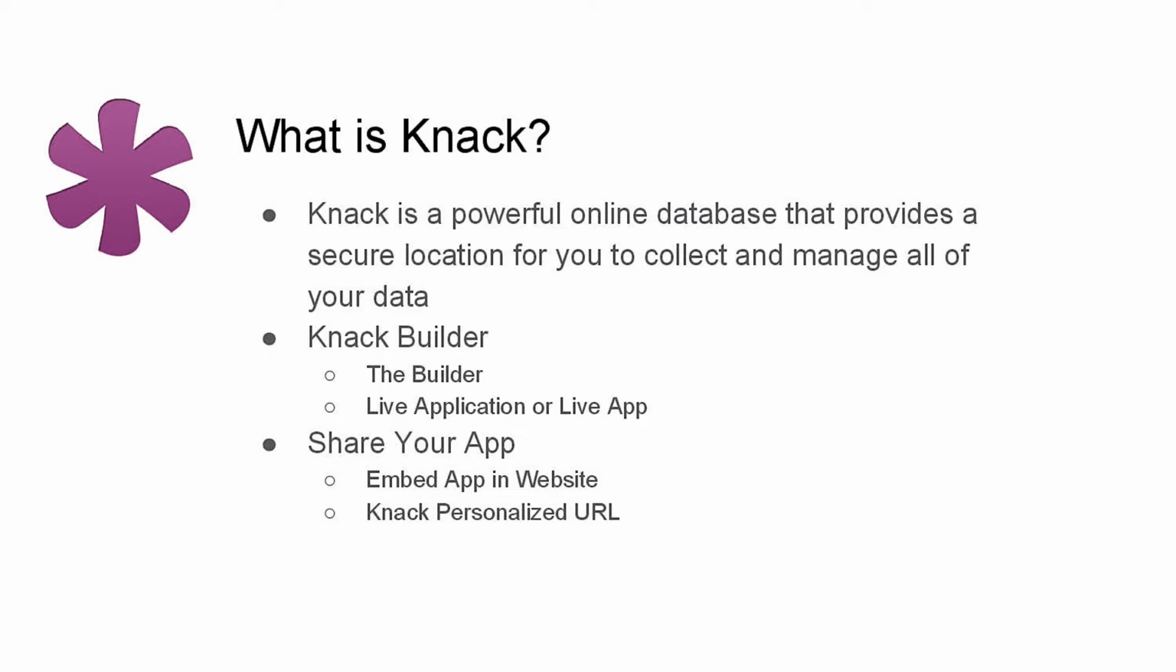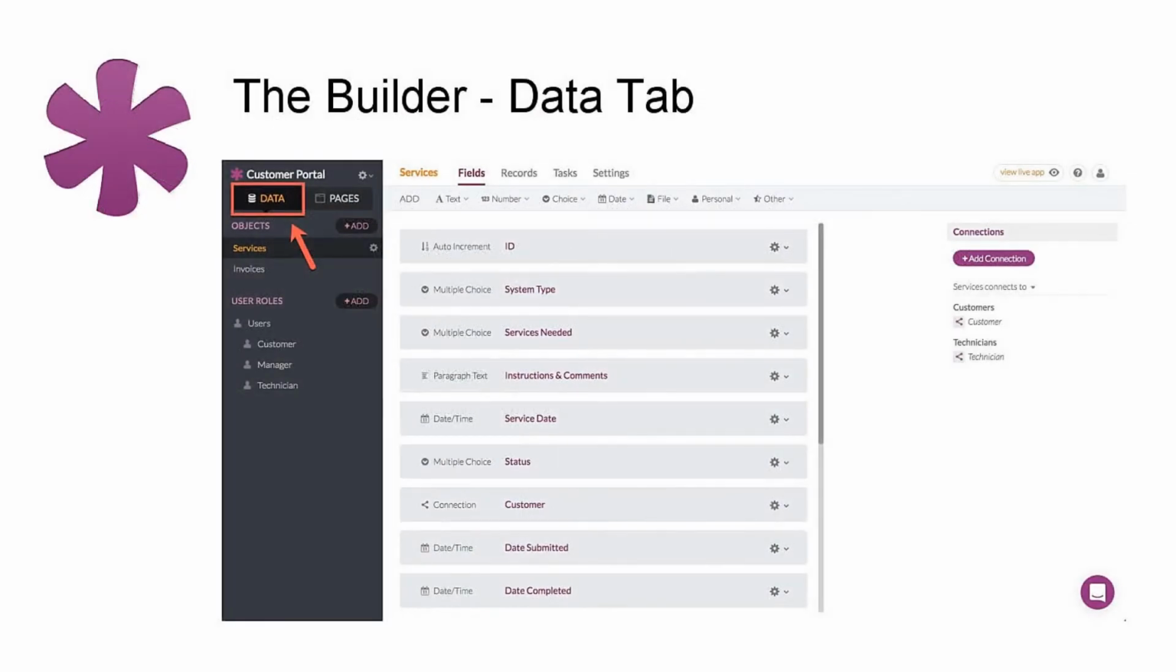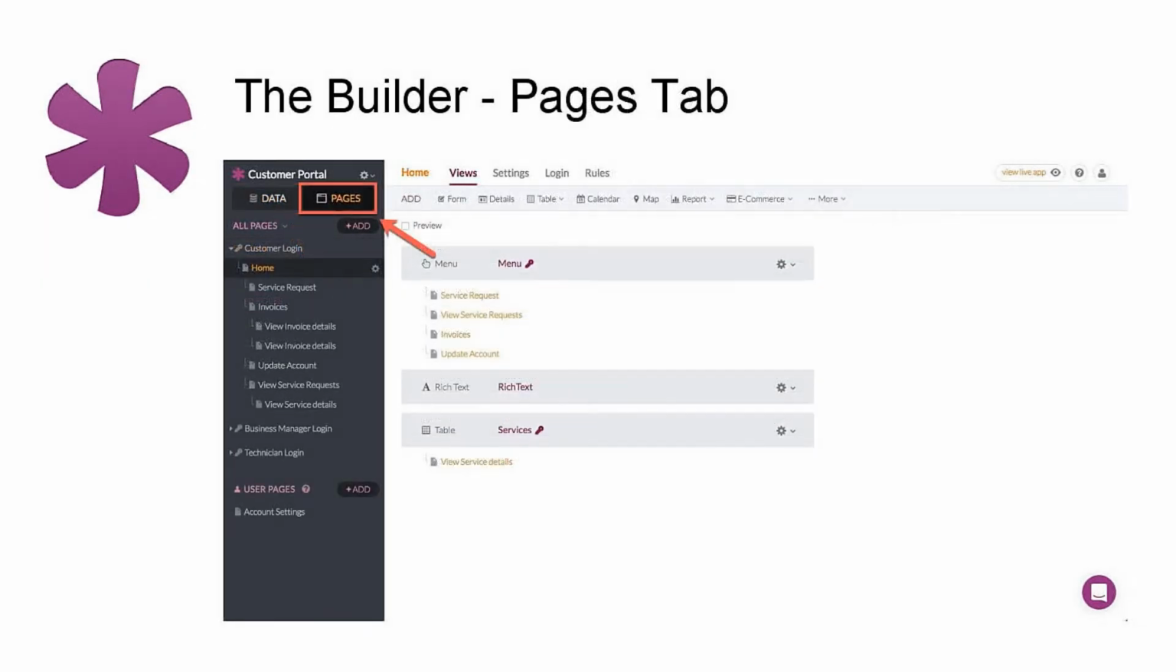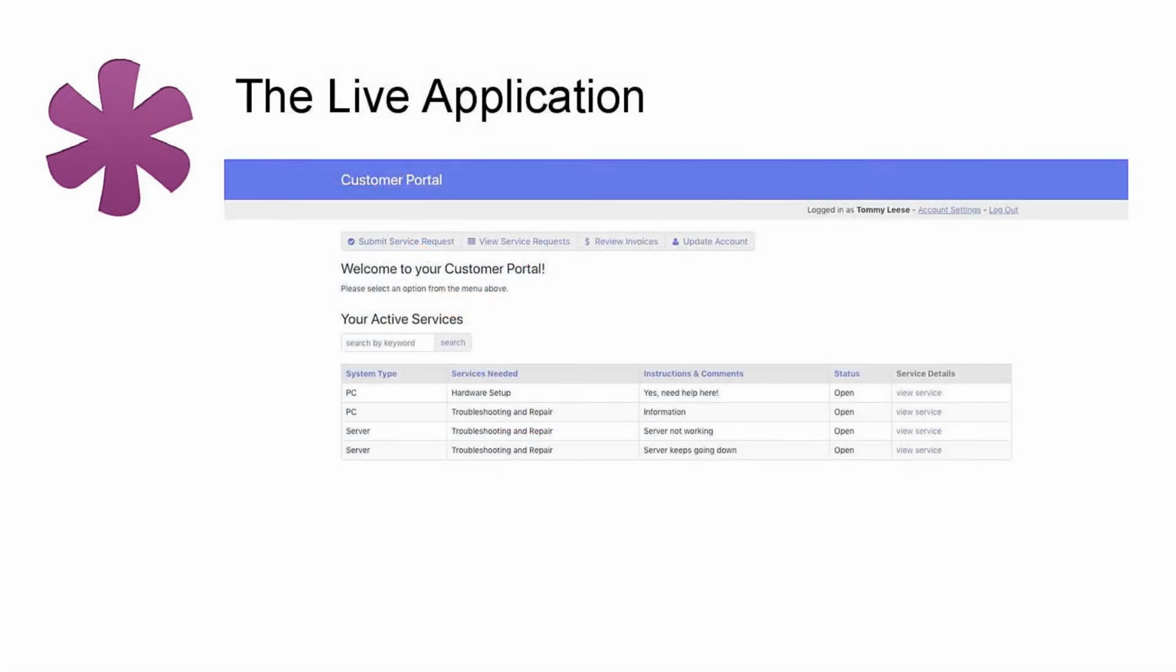You'll hear me throughout the webinar refer to the builder and the live application or the live app. The builder is where all of your data is defined and stored, and this includes the data tab and a pages tab. The data tab is where you define your data, and this is also where your data is stored. The pages tab is where you design how your users will interact with your data using tools like forms, reports, maps, and more. You can then access your app through the live application where users can view and update the data that you have shared with them.